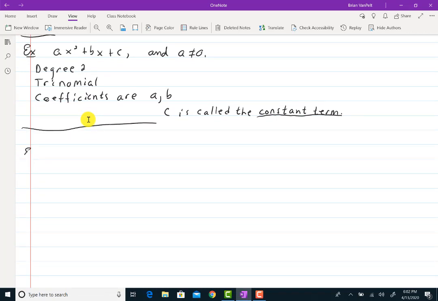As another example, I have 6a squared plus 2a minus 11. Let's see, we have our terms. We have 6a squared. That term is of degree 2. Then we have 2a. That term is of degree 1. The power on a there is just 1. And then negative 11 is the constant term.